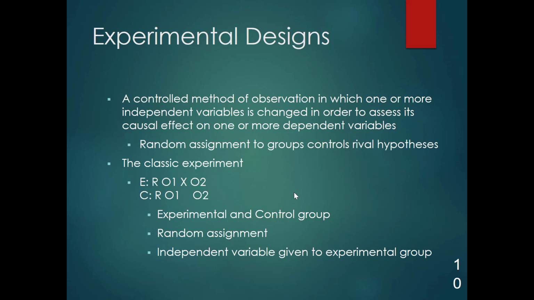The first design under the experimental design is the classic experiment. With the classic experiment, you have 2 groups, the experimental and the control. Here we're introduced to 2 letters, the E and the C. E stands for experimental, C is for the control group, and R is for random assignment, and you can see both groups are randomly assigned. With group 1, you have observation 1, the intervention, and then observation 2. With the control group, you do the same thing. The only difference is they do not get the intervention.